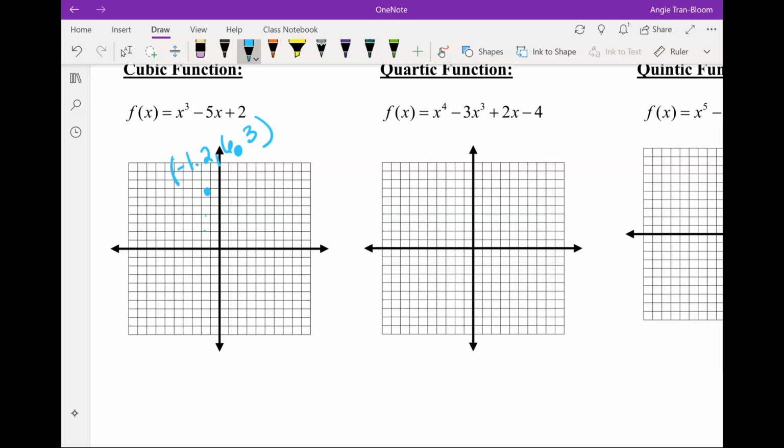Let's find the minimum. Use your cursor again. Find that bottom point and round to the nearest tenth.